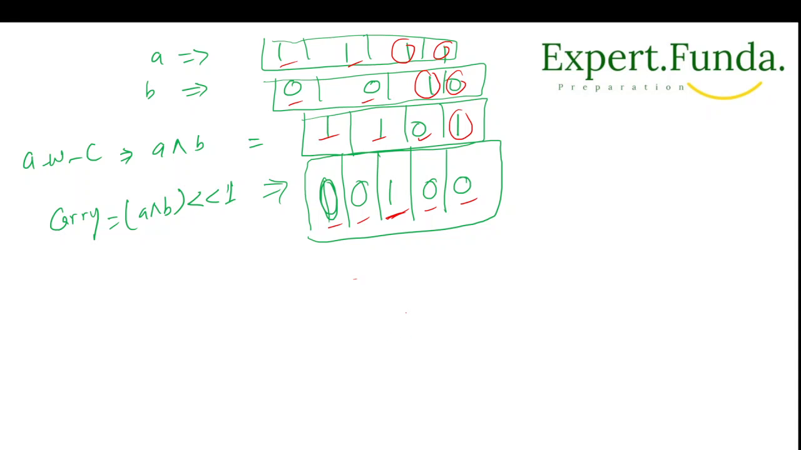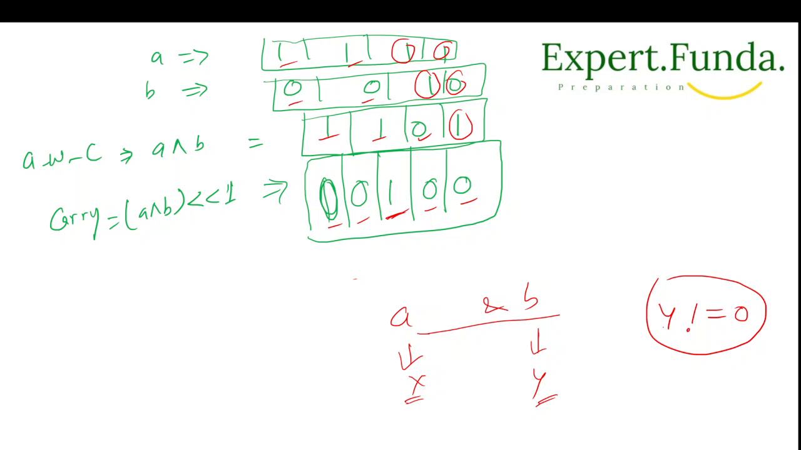First we will convert a and b into integers. Let's suppose after conversion they become x and y. Now x will be used to keep the answer, and y will be used for the carry. So while the carry is non-zero, that is, while y is not equal to 0, then what do we do?